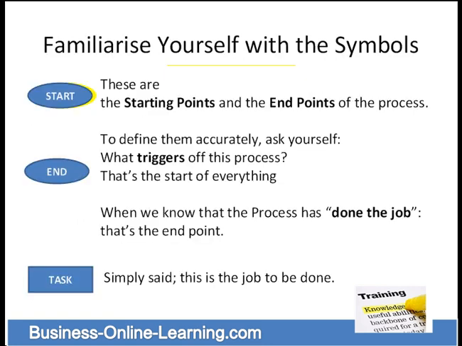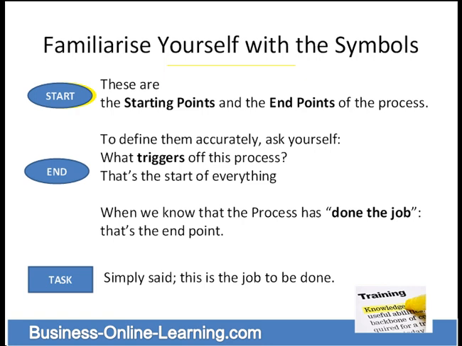Now start to familiarize yourself with the symbols involved in process mapping. The round figure is the start or the end. These are the starting points or the end points of any process. To define them accurately, ask yourself, what triggers off this process? That's the start of everything. When we know that the process has actually done the job, that's the end point. The aim has been reached.